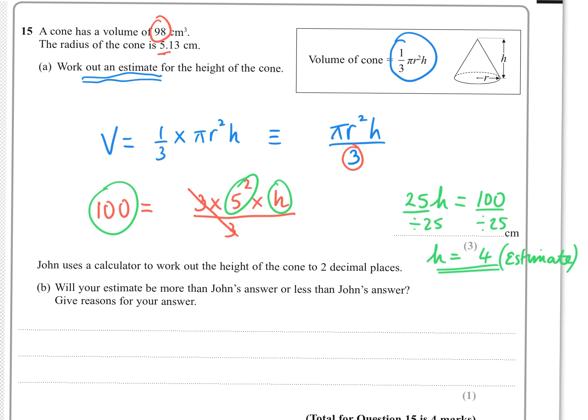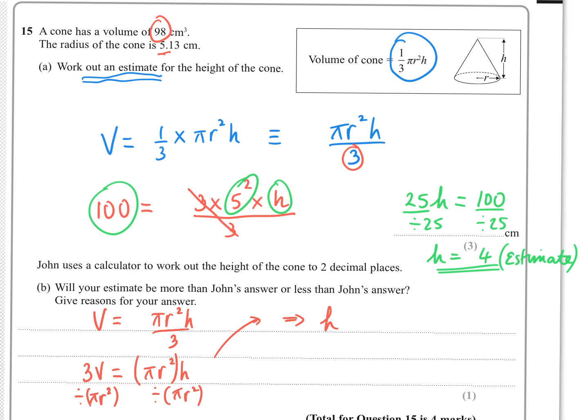So we started off with V is pi r squared h over 3. So if we multiply both sides by 3 first, we'd have 3V equals pi r squared h. This is all multiplied, so we can divide both sides by that. I'll just put this step down so you can see what I'm doing. I'm dividing both sides by pi r squared. And that would give us h equals 3V over pi r squared.